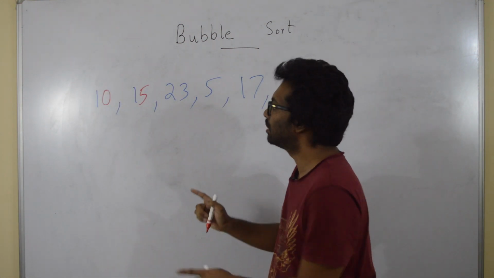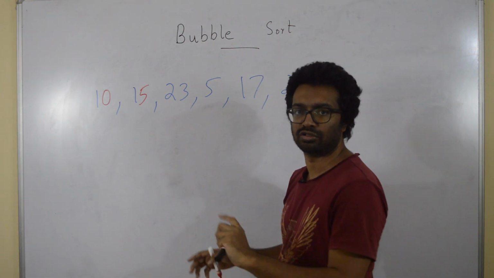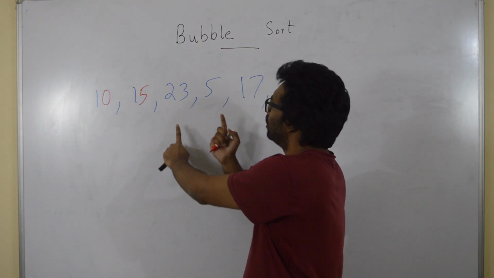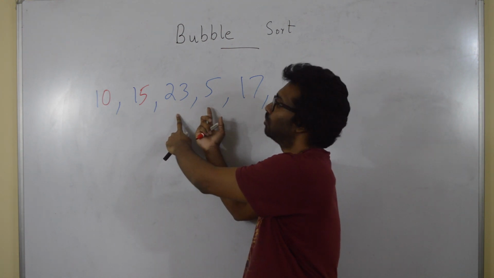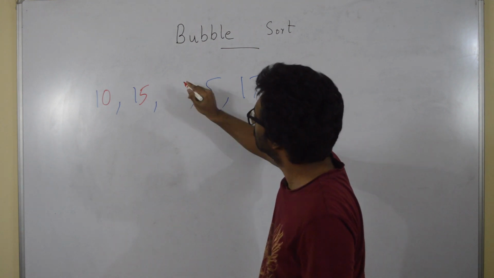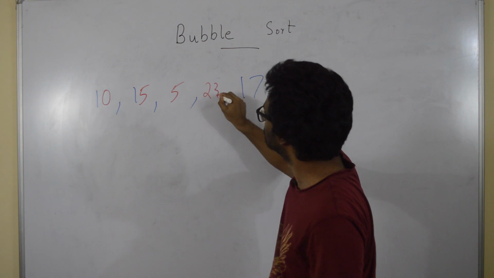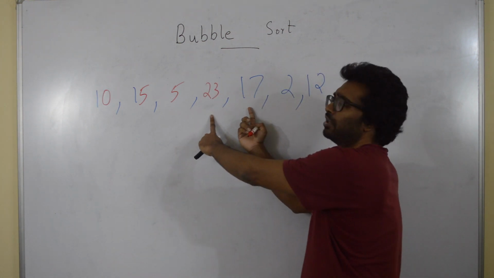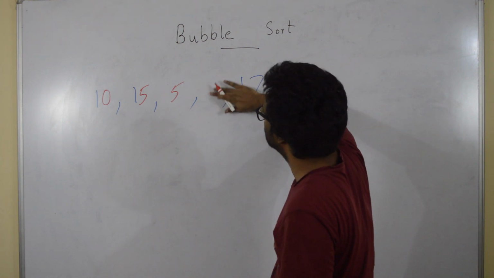Okay. Next, it looks at these two numbers, 15 and 23. Are they in order? They are in order. So no need to swap. Good. What about 5 and 23? They are in order? No, they are not in order. So you swap 5 and 23. Okay. What about next 17 and 23? They are also not in order. So you swap 17 and 23.